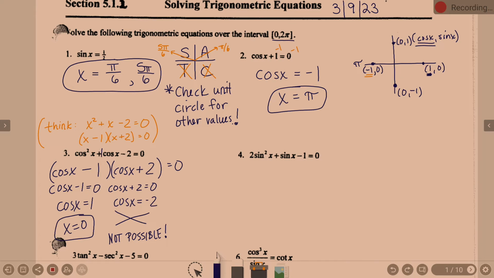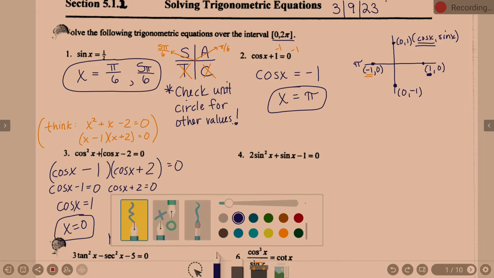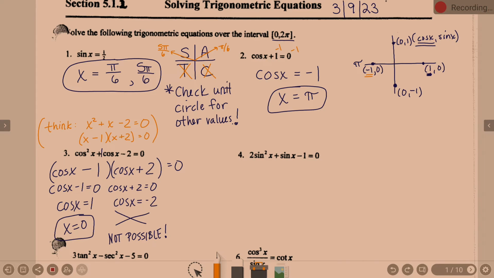Next one, number 4. 2 sine squared x plus sine x minus 1 equals 0. Same thing? Does it look like it's going to probably be a quadratic factoring type thing? Now, we're beginners. So as beginners, I'm going to write it up above again. Basically, every place you see a sine x, just put a plain old variable in there. So I'm going to think of this as 2x squared plus x minus 1 equals 0.